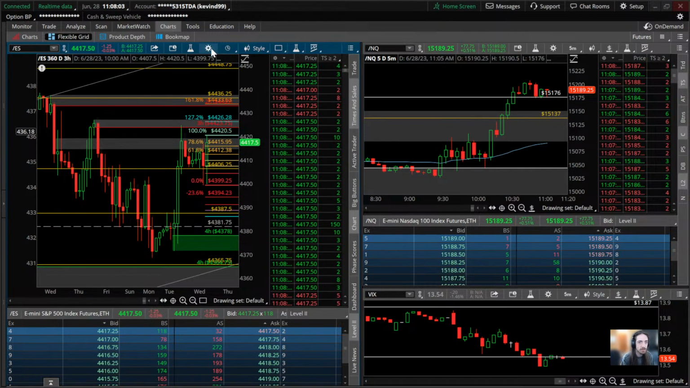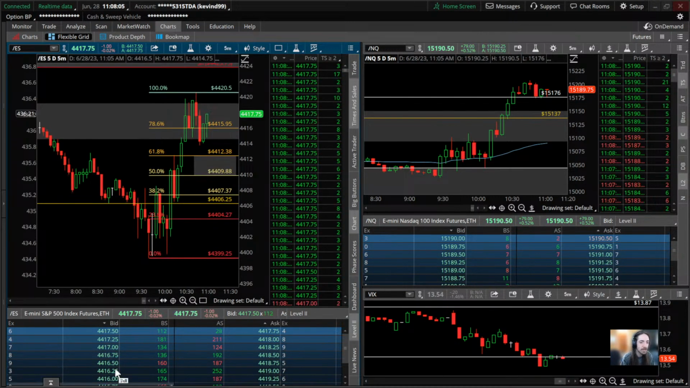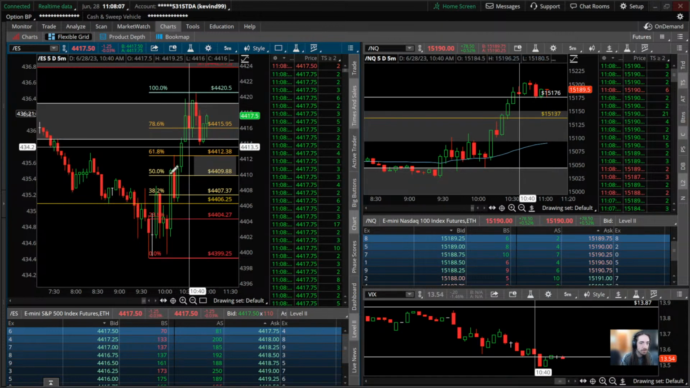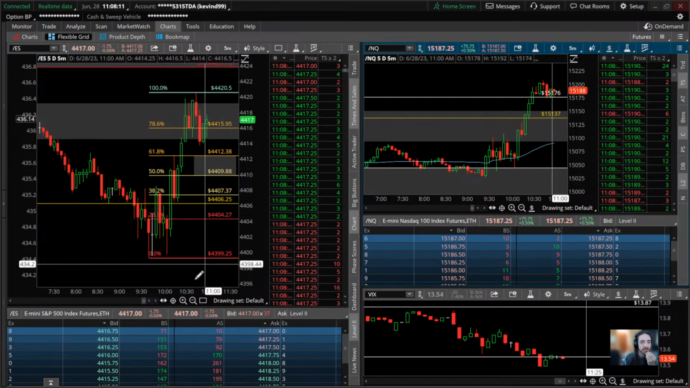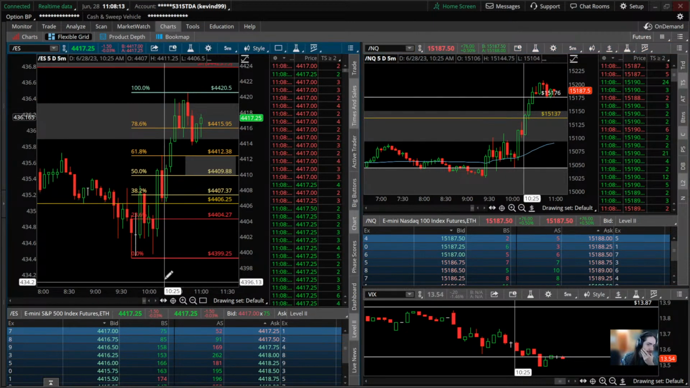So let's see. Let's pull back to the 5-minute. Yep, we're going to go higher. Let's see. If NASDAQ pushes higher too, I'll still also be bullish.